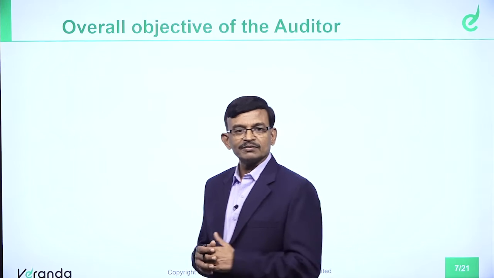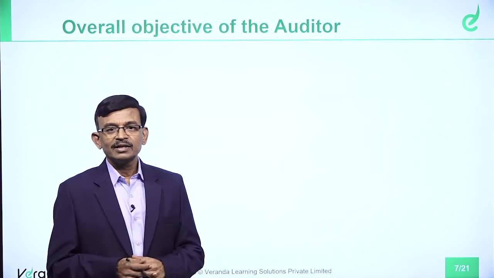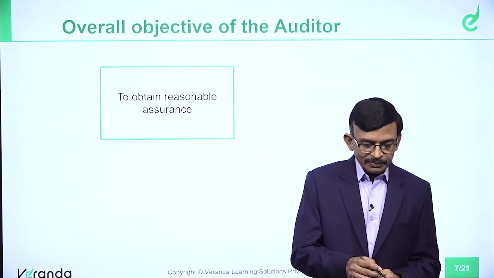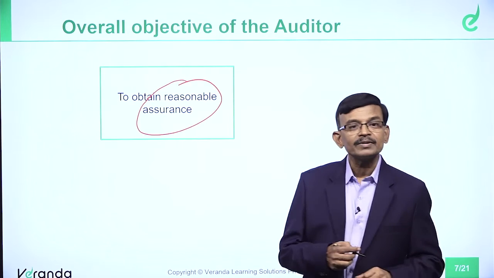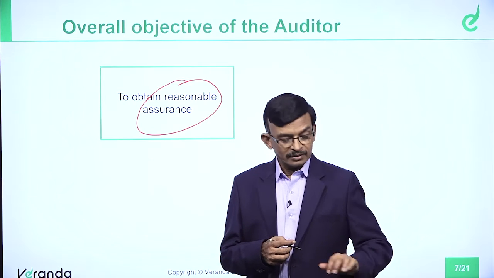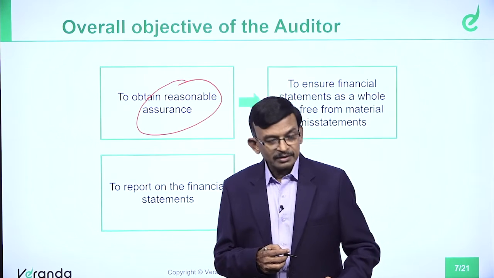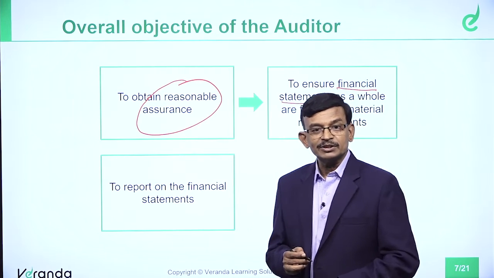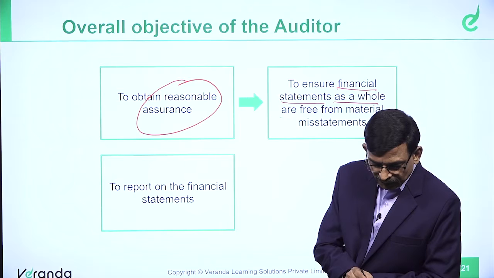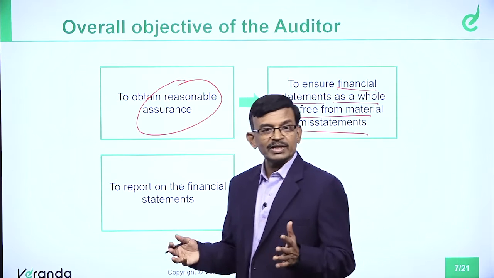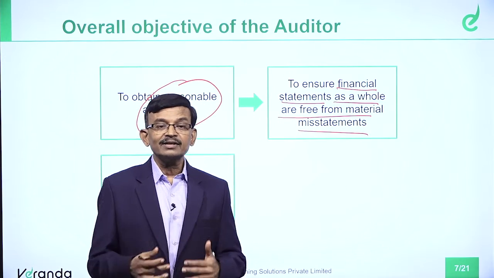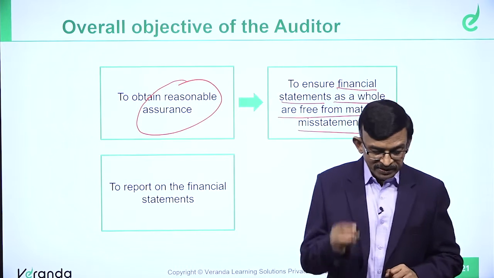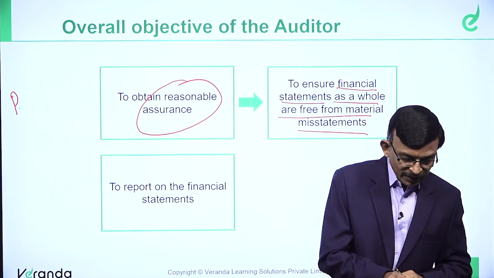What is the overall objective of an audit? We have seen what an audit is. Let us understand the overall objective of an audit. To obtain reasonable assurance. What do you mean by reasonable assurance? On what? On the financial statements, that the financial statements as a whole are free from material misstatement. That is what I have mentioned. No material error has crept into the financial statements, and I am giving a reasonable assurance. Please see the words which have been used. Reasonable.